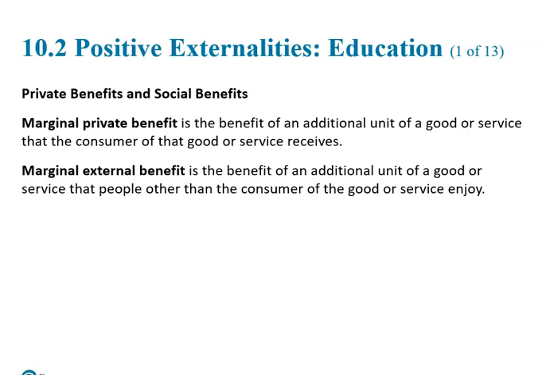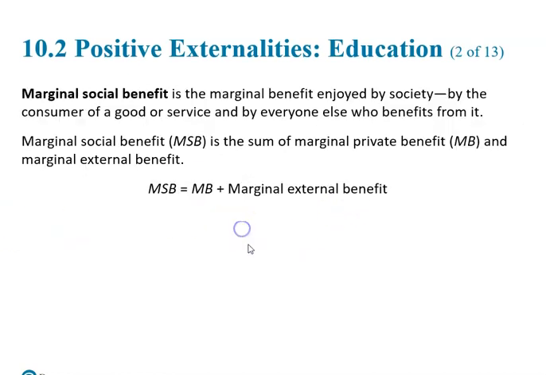So as a result of my consumption of a good, a marginal external benefit can be generated, and if I add that marginal external benefit to the marginal private benefit, I will actually get the total marginal social benefit. The marginal social benefit will actually give us a fair and more accurate idea of how much benefit is being generated because of the consumption of a good or service.